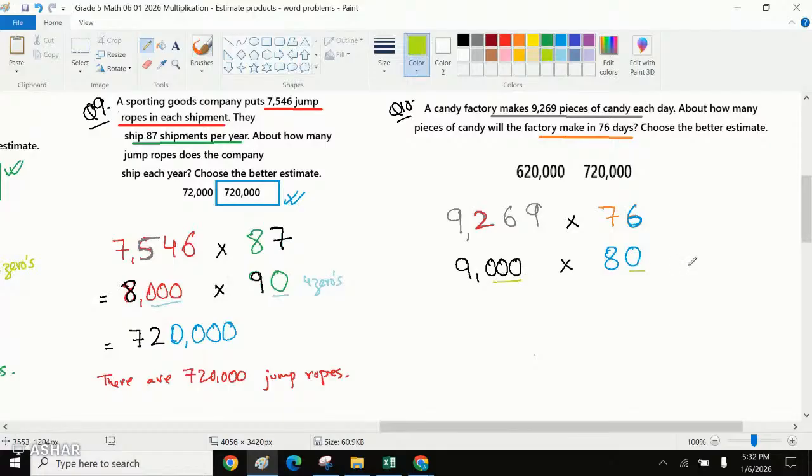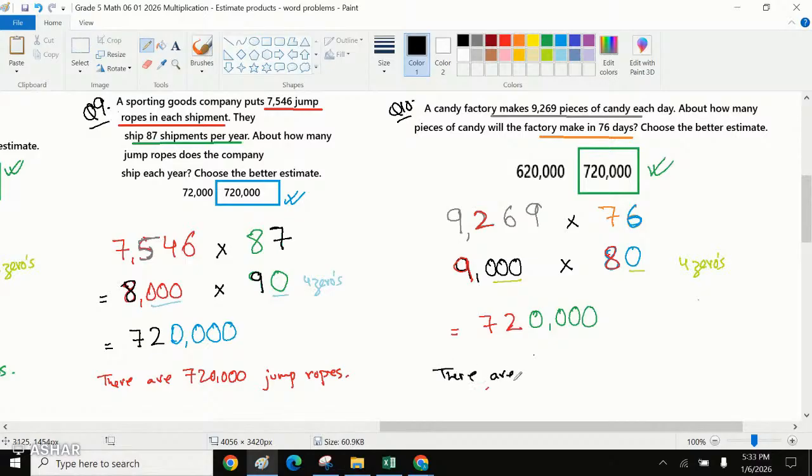Let's count the number of zeros. There are a total of 4 zeros. 9 multiplied by 8. We know it is 72, right? And there were 4 zeros. We simply put 4 zeros, right? That means our estimated answer is 720,000. Or we can write the statement, there are 720,000 pieces of candy manufactured by the factory. Okay? Thank you, Semi.